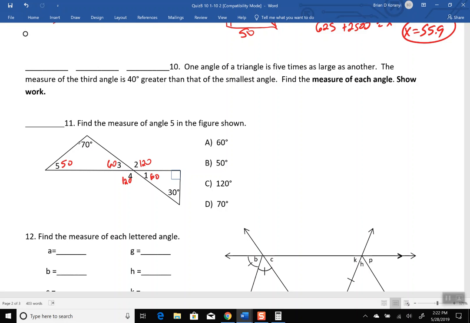They also have this theorem that says if you add up these two remote angles, they're equal to that exterior one.